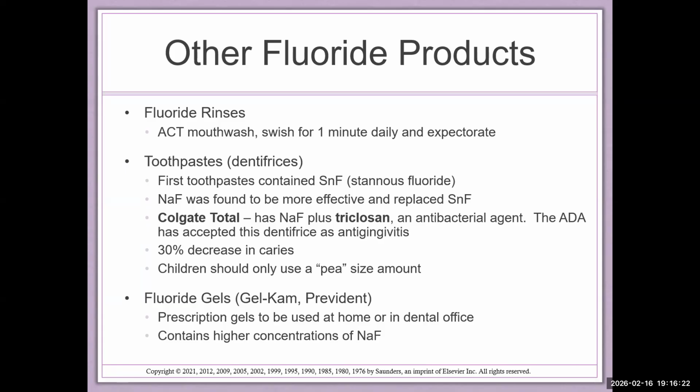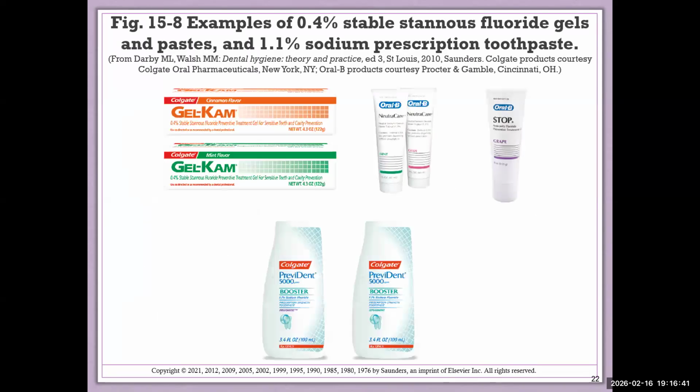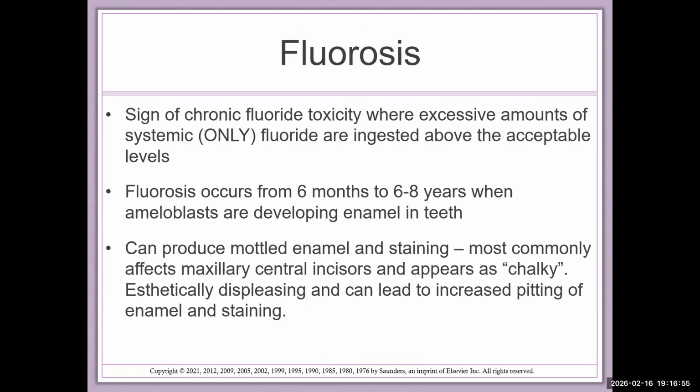But children, however, should only use, not a ribbon, a tiny pea-sized amount, like the size of a green pea. Okay. Fluoride gels like Gelcam, Prevident, those are the brand names. Gels are to be used at home or in the dental office, and they contain higher concentrations of sodium fluoride. This is a little picture of how they look with the Gelcam and the Prevident. Okay, with Prevident, NutriCare is another one. So, just how they look on the bottle or on the box.